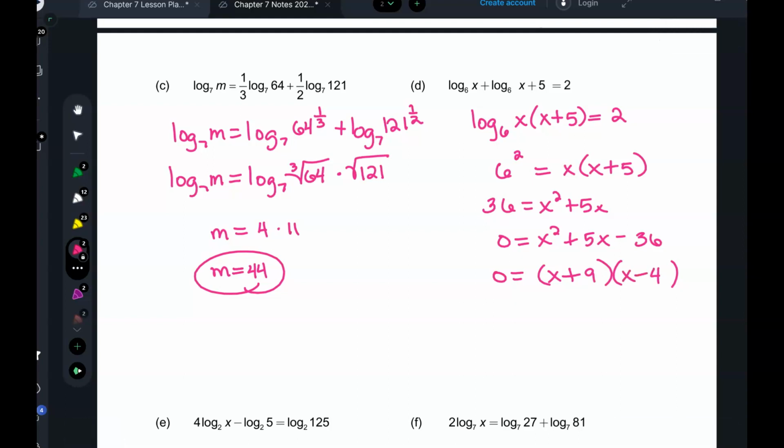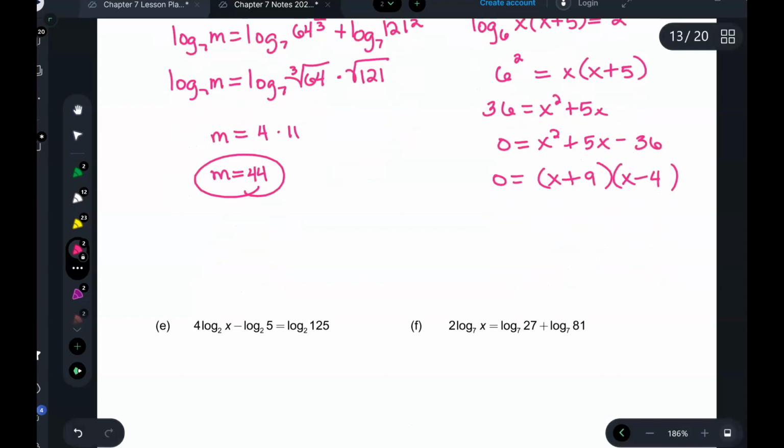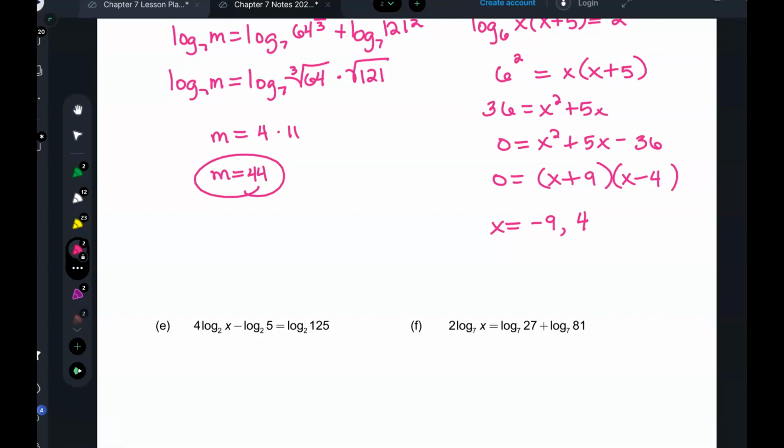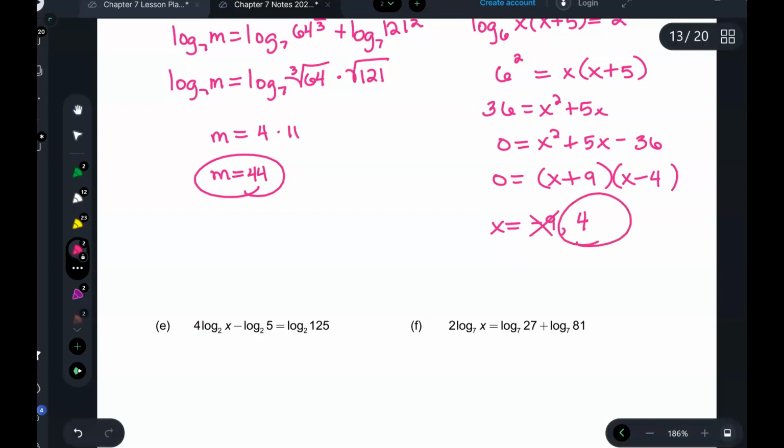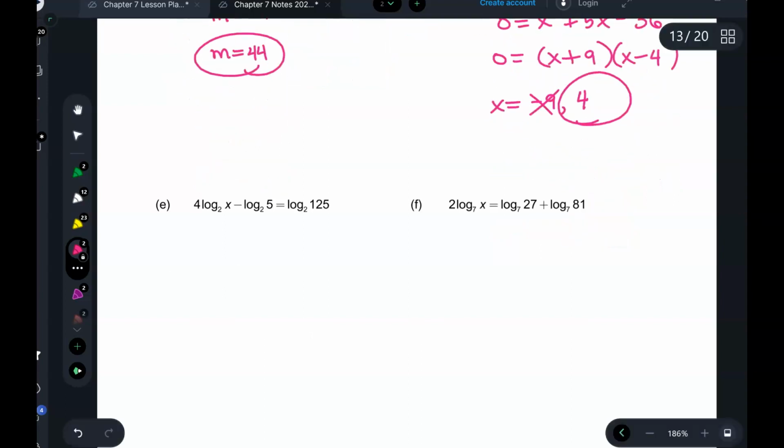Okay, so what do we get for x? Negative 9 and 4. But you can't have the negative, so it's just going to be 4. Okay. Two more, and then it looks like we will have some time to start homework.